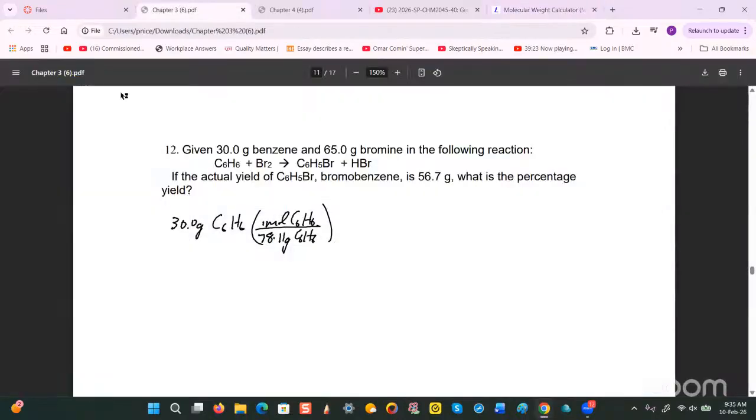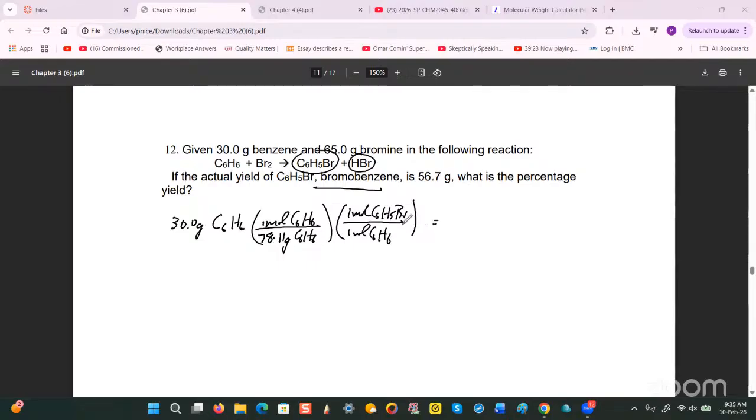Okay, so the next step is to find out, based on this, how much product you'd expect to get. And you could use any one of these two, it doesn't matter which one. I'm going to use the bromobenzene, especially because the question is asking for the percent yield based on the actual yield of bromobenzene. So based on the equation, it's a 1-to-1 mole ratio between these two, right? So I'm going to put 1 mole of C6H5Br and 1 mole of C6H6, right? And then I will work this out.